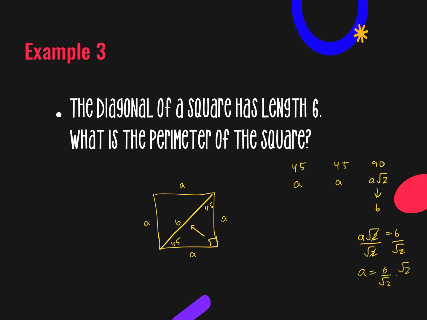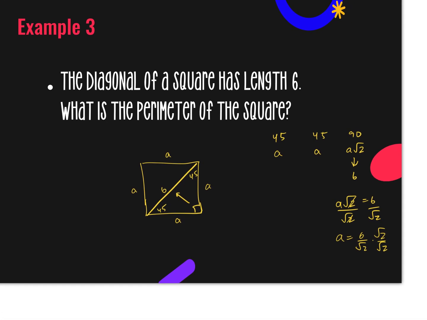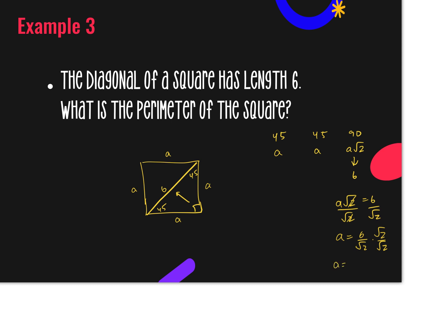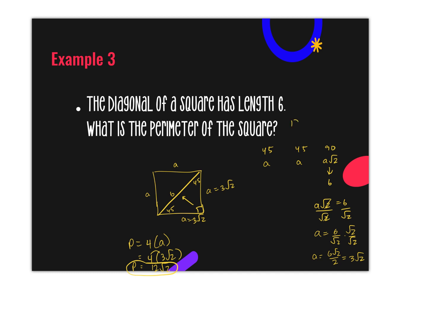And again, we rationalize the denominator. So this is the same values we've used before. And it's going to be 6 radical 2 over 2, or 3 radical 2. So that means each side is 3 radical 2. So if I'm looking for the perimeter of the square, I know it's 4 times whatever the length is, and the length is 3 radical 2, which means 4 times 3 is 12 radical 2. So my perimeter is 12 radical 2 units.